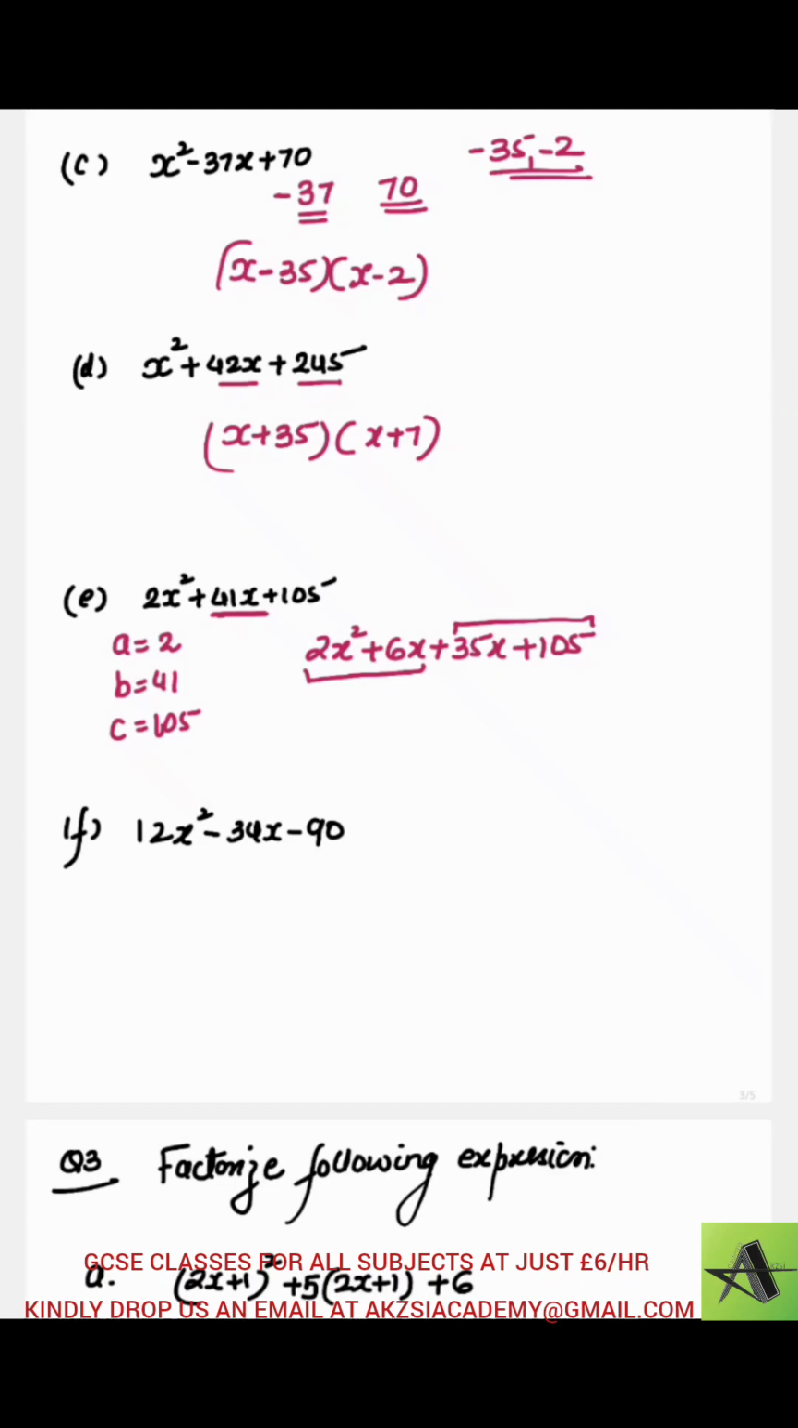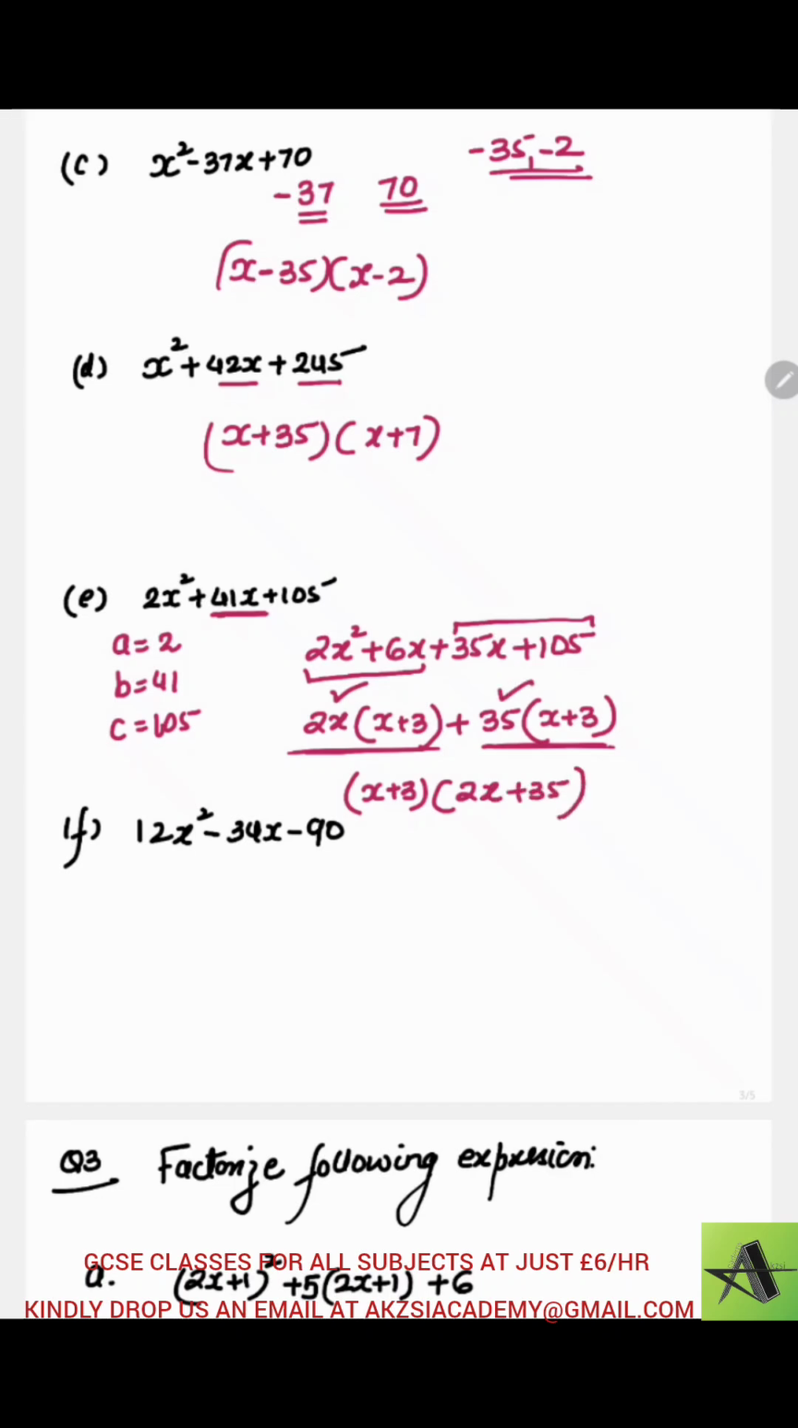From the first pair, I can take out 2x as common. Remaining would be x plus 3. From the second one, I can take out 35 as common. Remaining would be x plus 3. Now you have two terms. This is your first term. This is your second term. Clearly, I can take x plus 3 out as common, and the remaining would be 2x plus 35. This is your final answer.